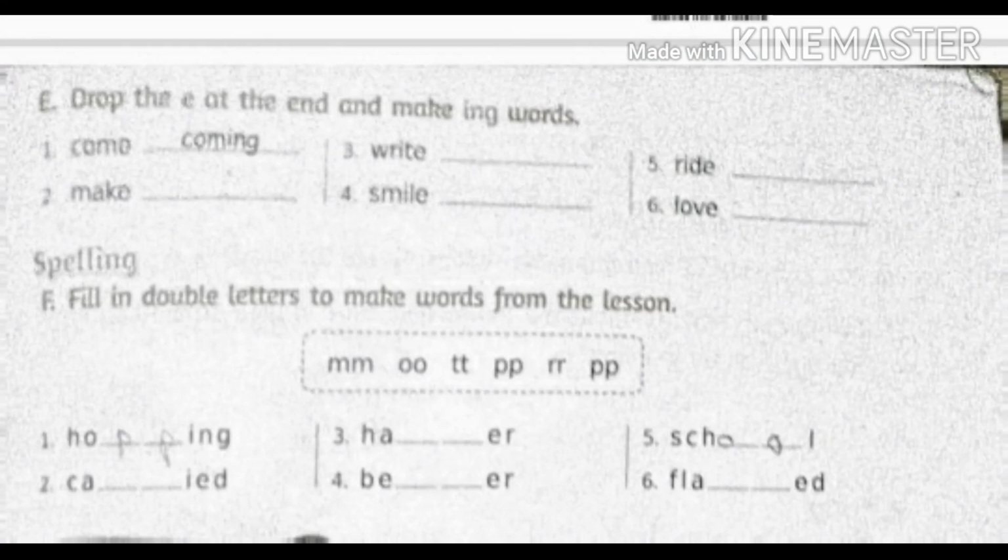Now the next exercise is drop the E at the end and make ing words. It means that you can see in each and every word, the last letter of the word is E. You have to drop that E and write ing so that a new word can be formed. To understand more clearly, let us look at one example.